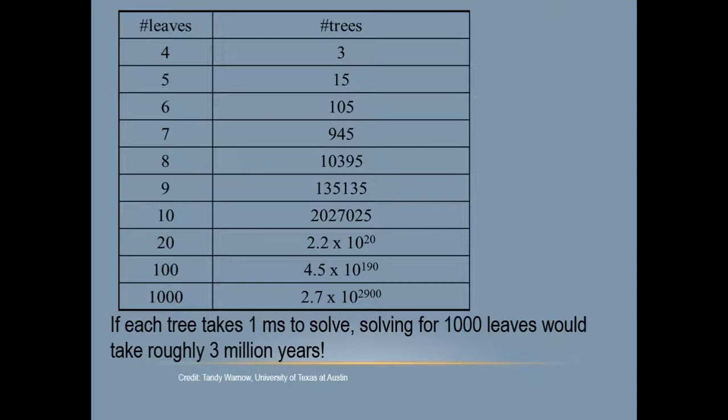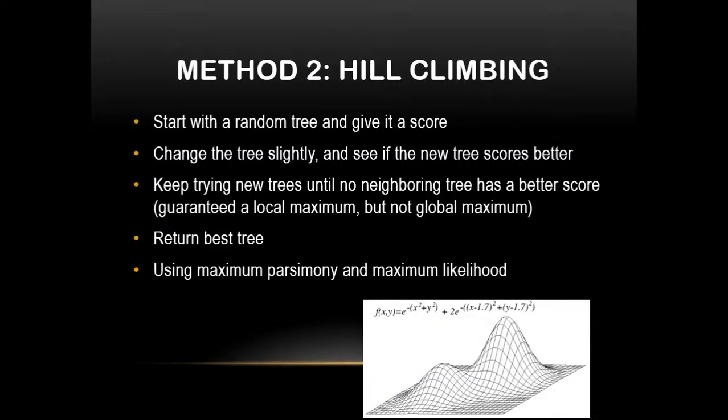So the main method that I wanted to show you guys is called hill climbing. If you think about the graph in the bottom right, you want to find the local maxima, but even more so, you want to find the absolute maxima. You want to find the optimal graph that satisfies both of the functions that I talked about previously, maximum parsimony and maximum likelihood.